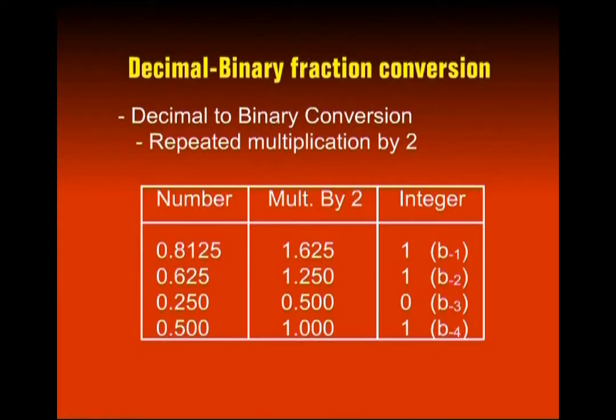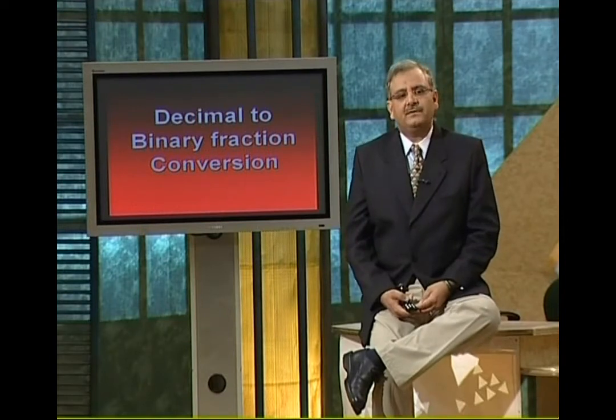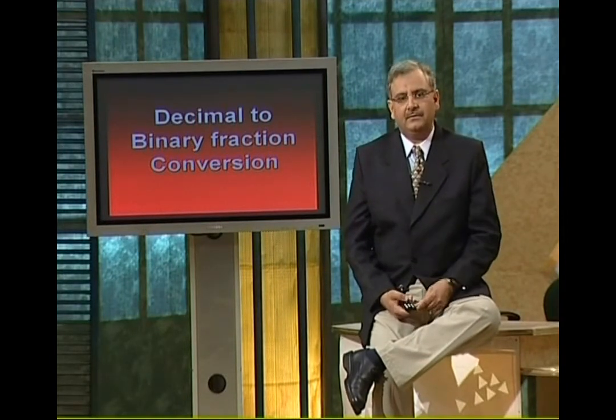The result is 0.5. Again, the integer part, which is 0, is noted, and the fraction part, 0.5, is multiplied by 2. We are using continued multiplication by 2. By multiplying 0.5 by 2, you get the number 1. The fraction part is 0. So that means you have completely converted the number. You don't need to continue any longer. You note down the integer part. By writing out the integer numbers, you get the converted binary number, which is 0.1101. In the example we just saw, we converted a decimal fraction into its binary equivalent using the repeated multiplication by 2.